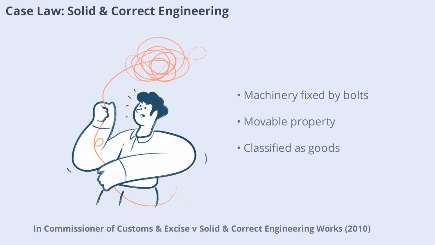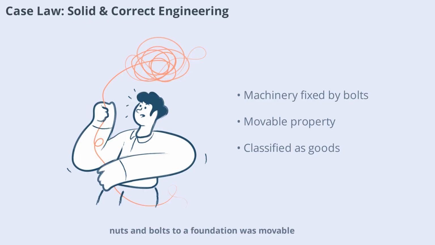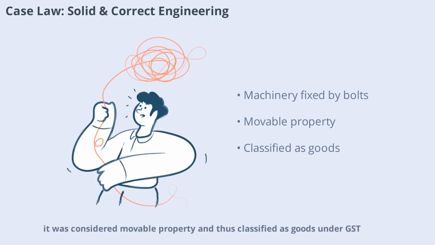Commissioner of Customs and Excise v. Solid and Correct Engineering Works, 2010, the court considered whether machinery fixed by nuts and bolts to a foundation was movable. The court held that since the machinery could be moved and was not intended to be permanently attached, it was considered movable property and thus classified as goods under GST.